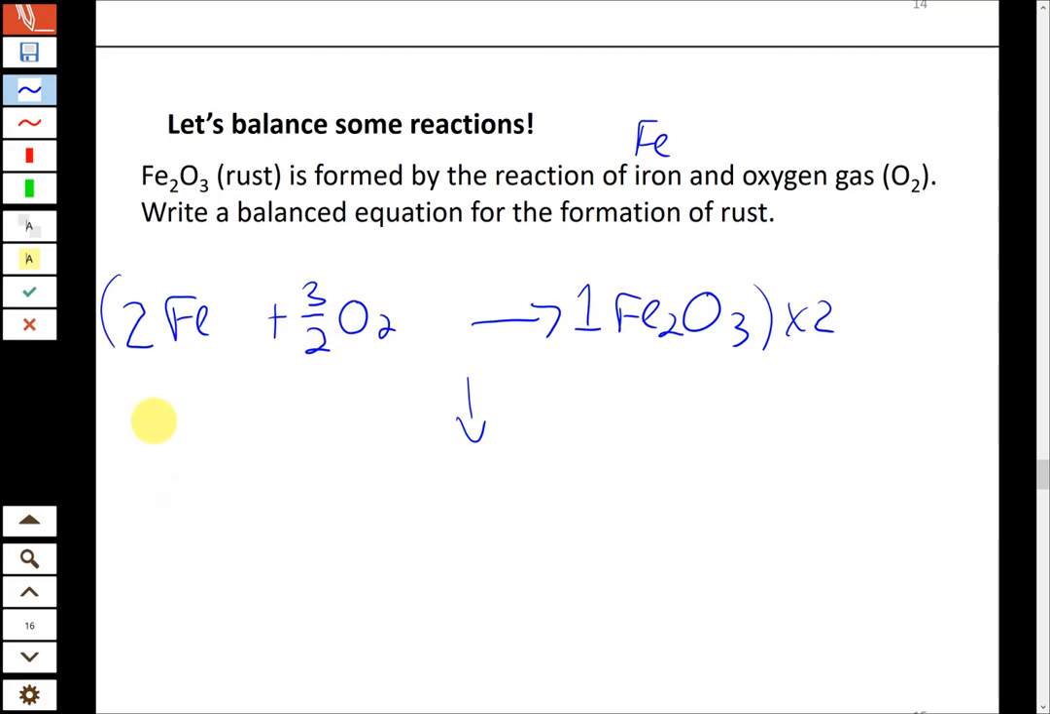So if we double everything, we get that 2 becomes a 4 for Fe. 3 halves times 2 is 3. And then on the product side, we get 1 times 2 is going to be 2 Fe2O3. And so now if we check the balancing, we have 4 Fe's on each side, 4 over here, 2 times 2 over there, and we have 6 oxygens, 3 times 2 or 2 times 3, 6 on both sides. Everything works out. All right, so that one was not terribly difficult to balance. It's just that time we had to make sure we arranged the reactants and products correctly before we could start putting in the coefficients. So any problems with that?